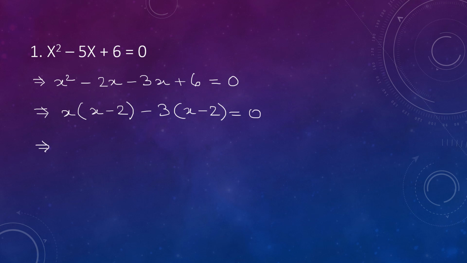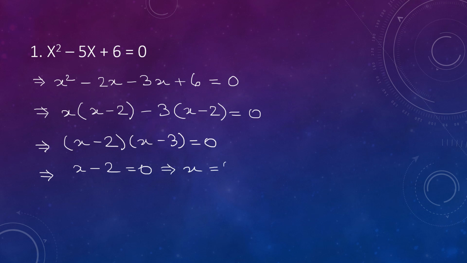And now it's going to become x minus 2 into x minus 3 is equal to 0 because we took x minus 2 common. And now we are going to get the answer in two parts. So the first answer will be x minus 2 equals 0. On simplifying that further, we get x is equal to 2. And our second answer is going to be x minus 3 equals 0. On simplifying that, we get x is equal to 3. So these are our two answers.